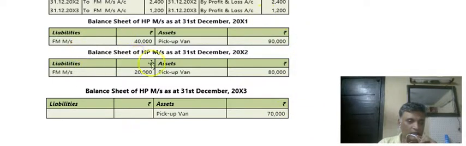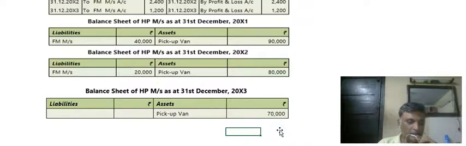From a liability perspective, the hire purchaser owes the hire vendor. So the amount payable to the hire vendor was 40,000 at the end of year 1, 20,000 at the end of year 2, and finally there is no liability which is remaining unpaid to the hire vendor. So there is no amount of liability shown in the balance sheet. It's only 40 and 20.